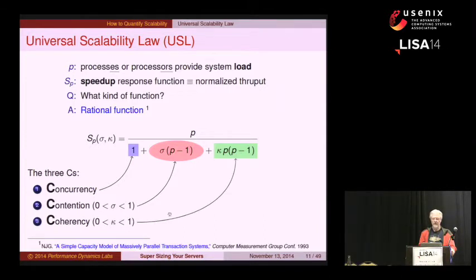And then finally, the third C is the coherency term I alluded to a minute ago. That's the thing that causes it to roll over. And you can see that it's got its own separate coefficient, which I'm calling kappa here. And similarly, it's a number between 0 and 100%, representing the degree of coherency penalty in the system. So that's it. This is the model.